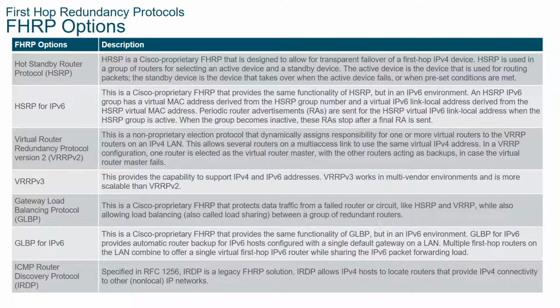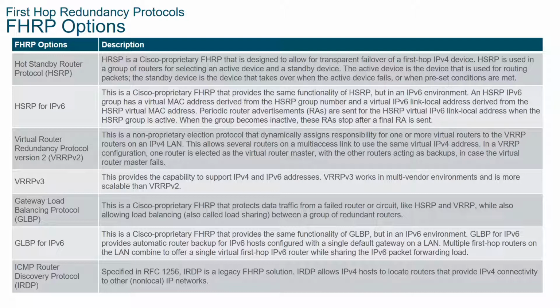GLBP for IP version 6. This is also a Cisco proprietary FHRP that provides the same functionality as GLBP, but in an IP version 6 environment. GLBP for IP version 6 provides automatic router backup for IP version 6 hosts configured with a single default gateway on a LAN. Multiple first hop routers on the LAN combine to offer a single virtual first hop IP version 6 router while sharing the IPv6 packet forwarding load.